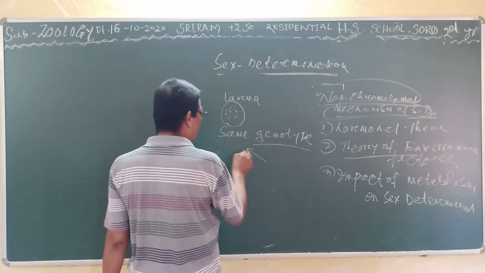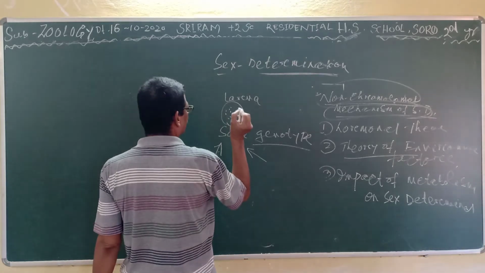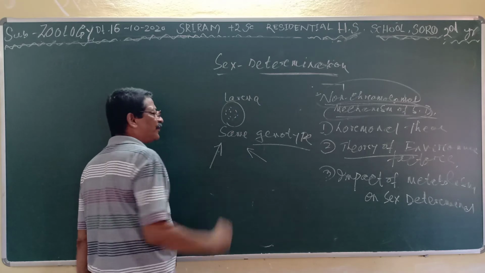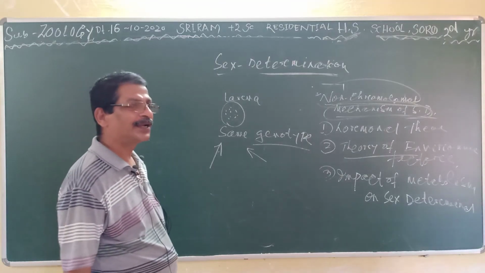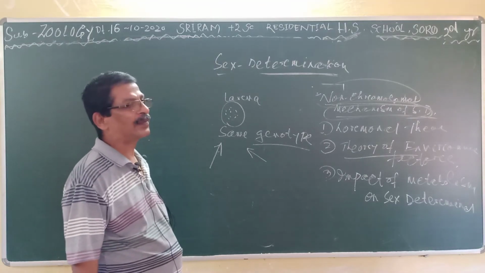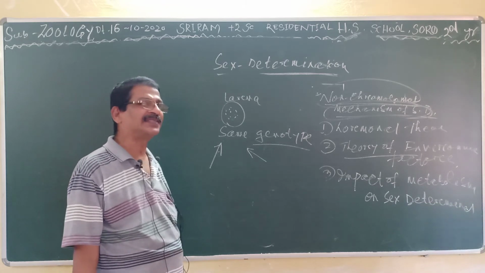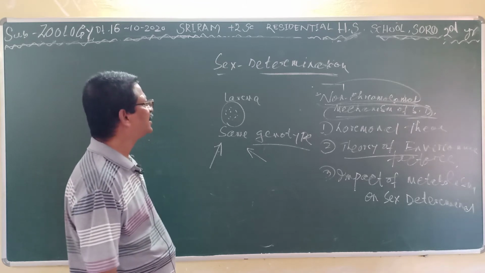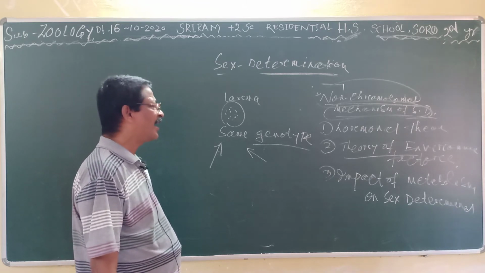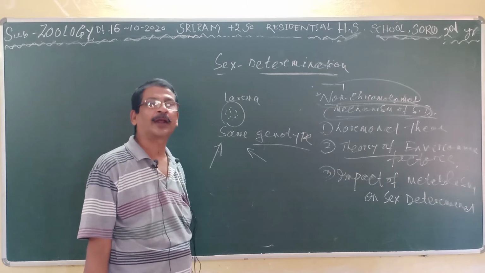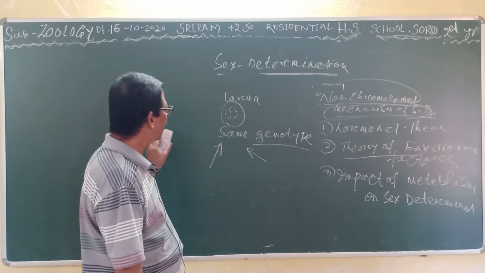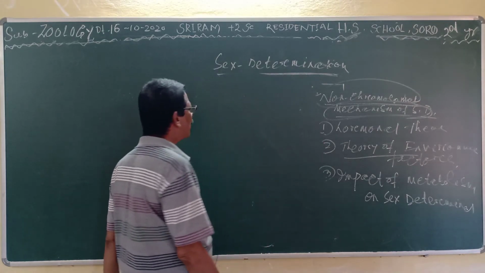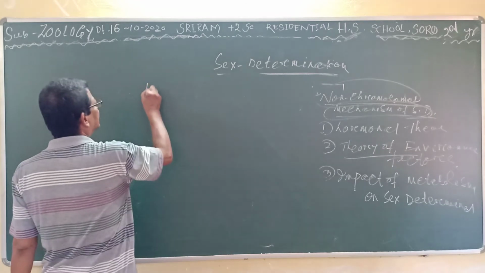Certain environmental factors stimulate the male gene to become male, and certain environmental factors stimulate the female gene to become female. So environmental factors have a certain role in the determination of sex in the lower group of animals. Suppose you take the example of the sea worm, its name is Bonellia.